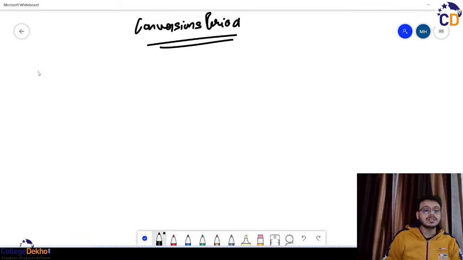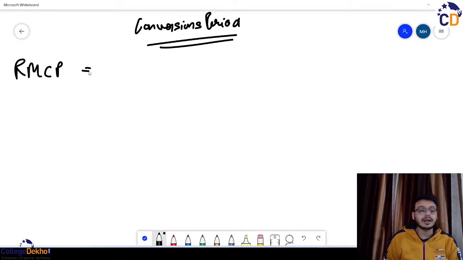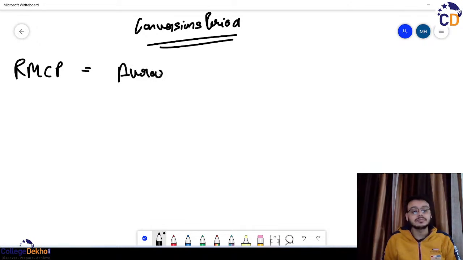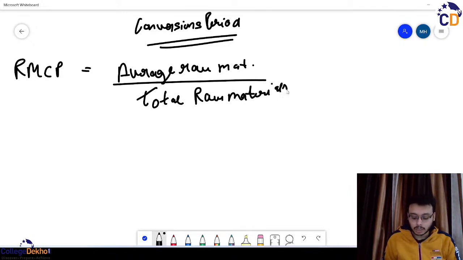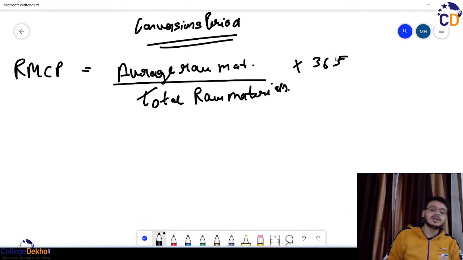Okay. The first ingredient is your raw materials conversion period, RMCP. The formula for this is the average raw material divided by the total purchase of raw material, into the number of days. Ideally, we take the number of days as 365 only. In some books, they take 360, but let's take 365.